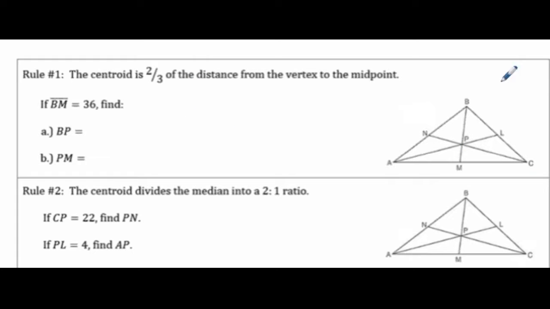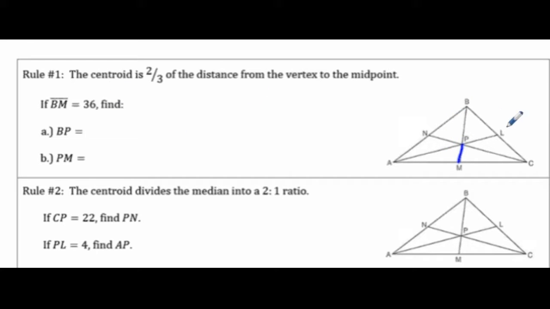There are two rules that come about with having a centroid. The first one is that the centroid is 2/3 of the distance from the vertex to the midpoint. So from B to P is 2/3 of this entire median, or you could say that PM would be 1/3 of the distance of the entire median.